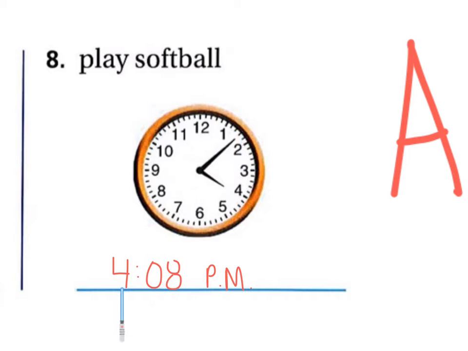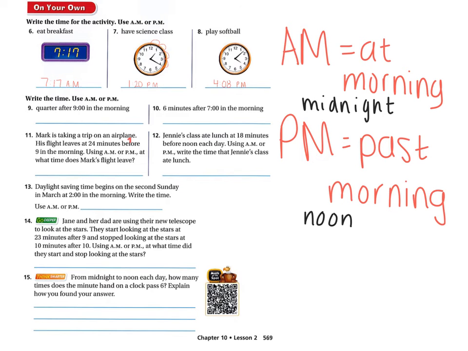So it is 4:08. I also know that this is PM because if it were 4:08 a.m., that would be really early in the morning. You would not be playing softball at that time. So I know it is past morning. It's 4 hours after noon. So 4:08 p.m., you need to have the time and PM. They are equally important.